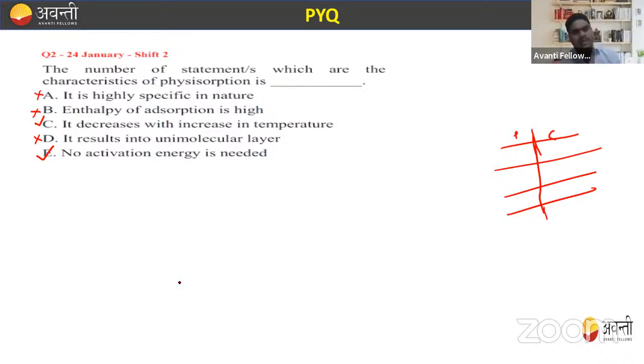The rest of the points are points of chemisorption. If the question were about the number of statements which are characteristics of chemisorption, how many points would be correct out of these five? The first point is correct, that it is highly specific in nature. The second is also correct, that the enthalpy of adsorption is very high. And the third is also correct, that it results in a unimolecular layer. So the answer is 3 for chemisorption. But in this question they are asking about physisorption, and only two points are correct out of the five. I hope it is clear to you.